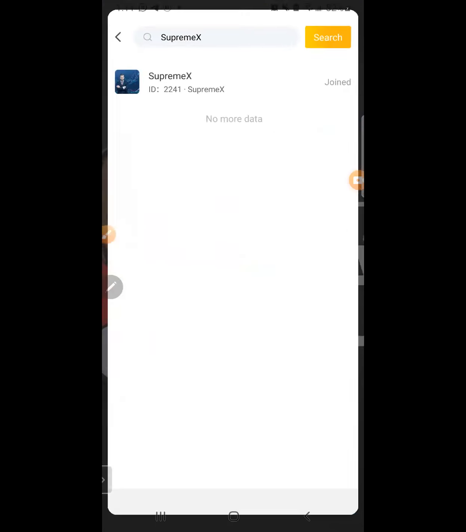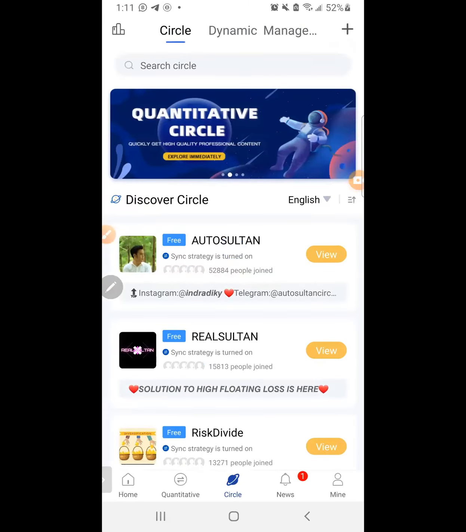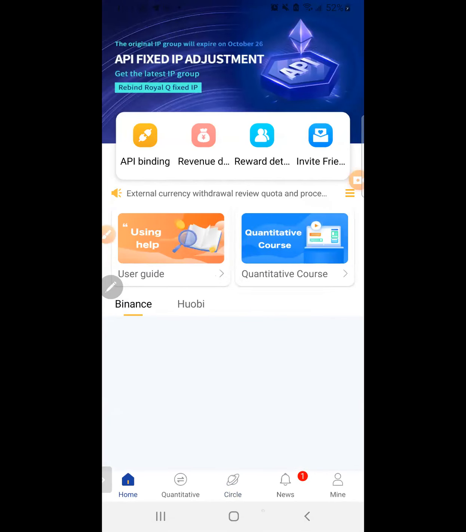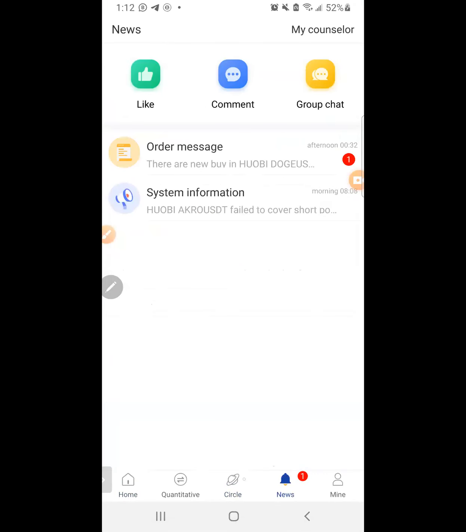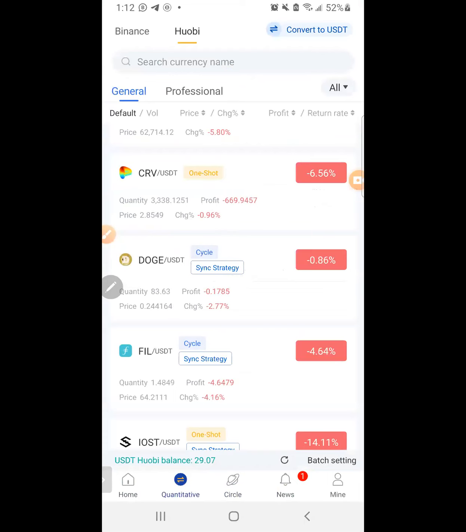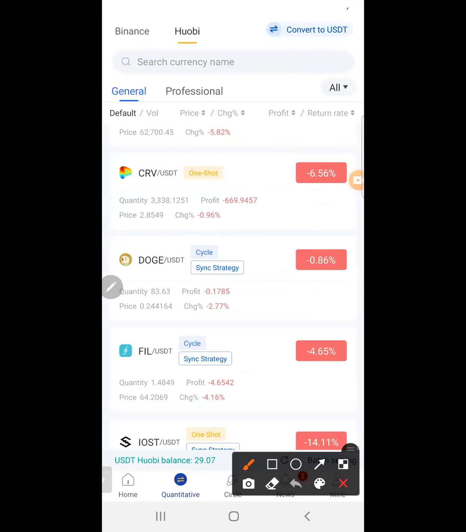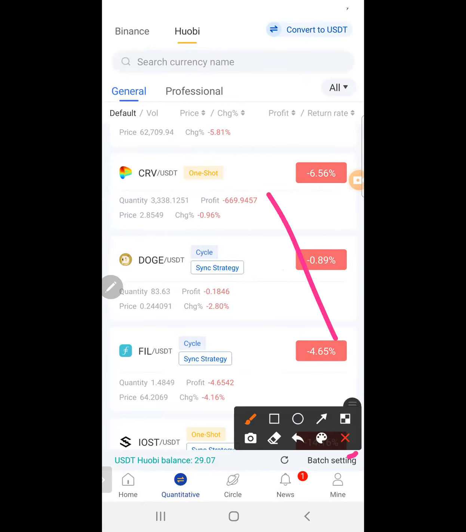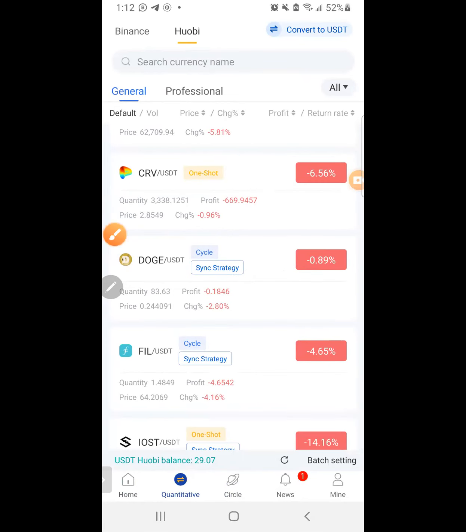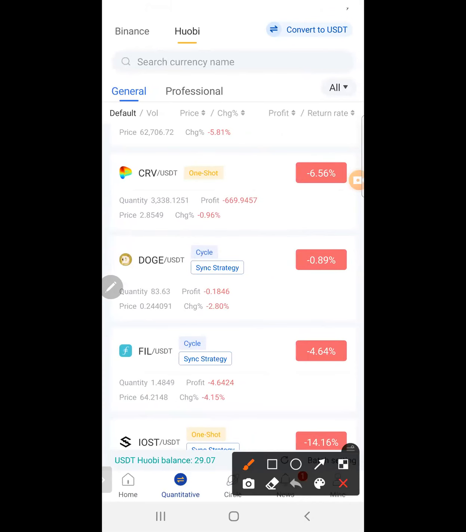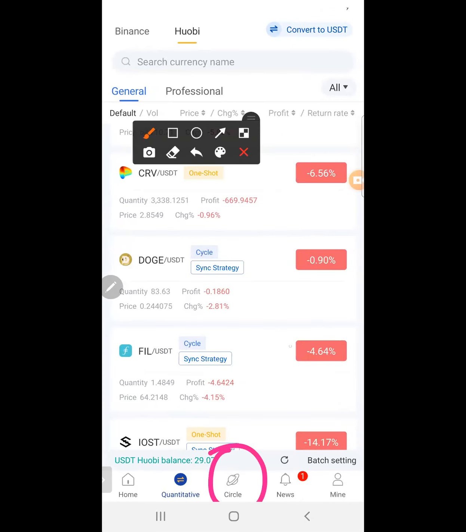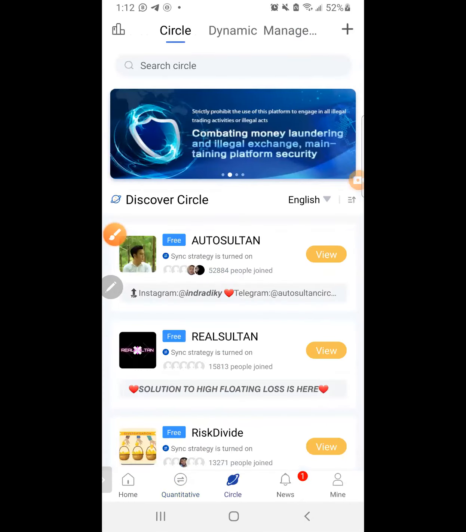What's that, ROYALQ? Yeah, that's it. Or just do the same thing. And by changing strategy, do you mean changing a circle or something? Even if the trade is running, you can just change the circle. Come here, click on circle. Hold on, I have to take this away. Click on circle, and then it comes here.